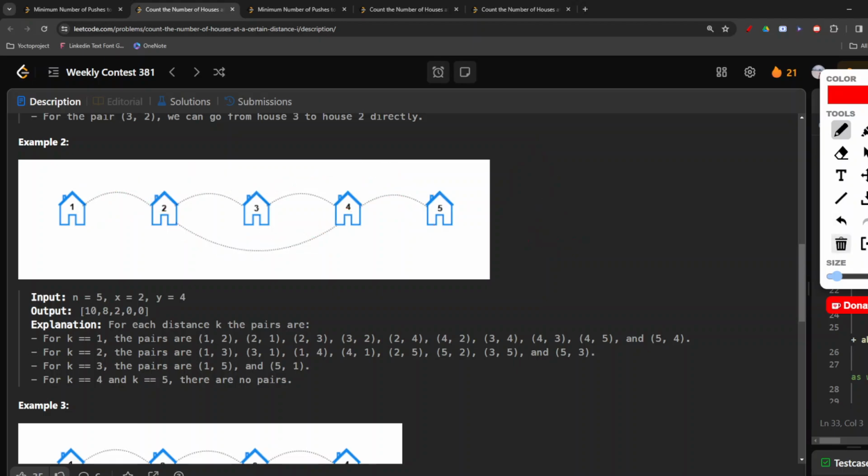Now for the distance 3 pairs, for that purpose there is 1, 2, 5, right? So this becomes distance 3. And this was for 1 to 5, and now the same going backwards, so it will become 2, right? So that is how it becomes 2. And for 4 and 5 all are 0, so that's why we are having this as the answer.